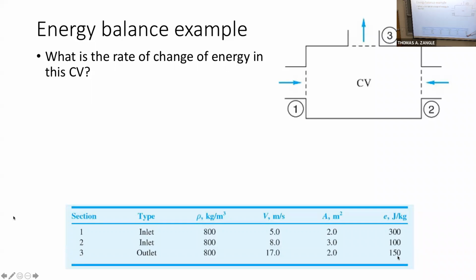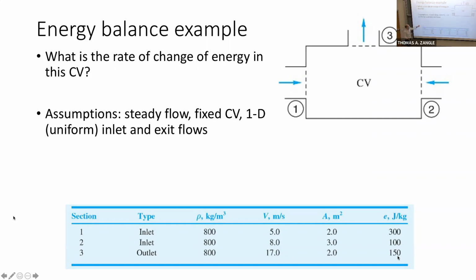I have the energy of every stream, right? And so I'm going to be able to find the total dE/dt, the total change of energy within this system, by using the expression that was on the previous slide. So we'll start with our assumptions. We're going to assume steady, fixed control volume that is not moving, uniform inlet and exit flows. So dE/dt is the rate of change within the fluid within the control volume, minus the inflows plus the outflows. And since we're steady state, this term drops out.